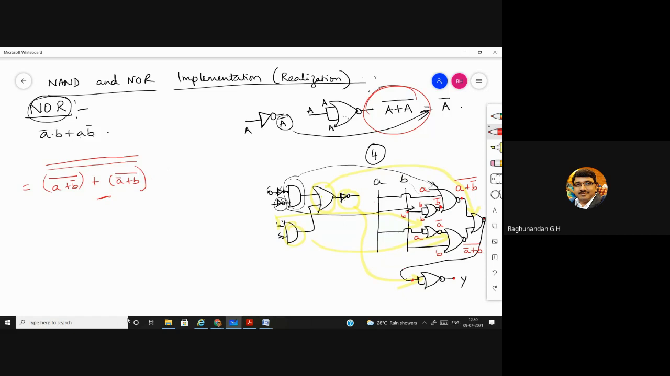Now, in the next step, these two bars get cancelled. Apply De Morgan's theorem to this. A bar into B double bar plus A double bar into B bar. It gives you A bar B plus A B bar. Is it the same equation that we had got for the basic logic circuit?